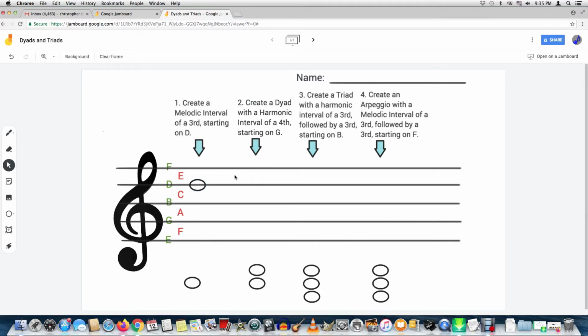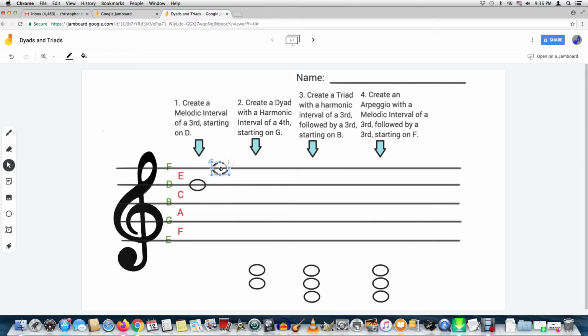And now we want to create a melodic interval of a third. Now, if you were paying attention earlier in this video, I told you that a skip is a third. So if you memorize that, then this is simple. You just need to create a skip.